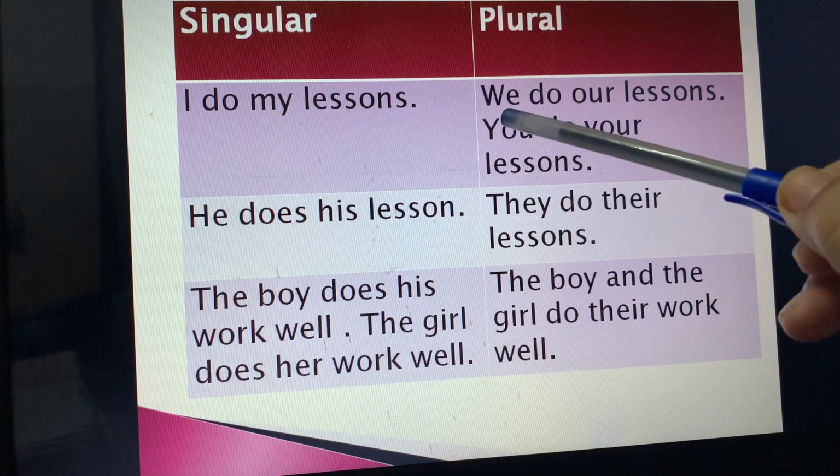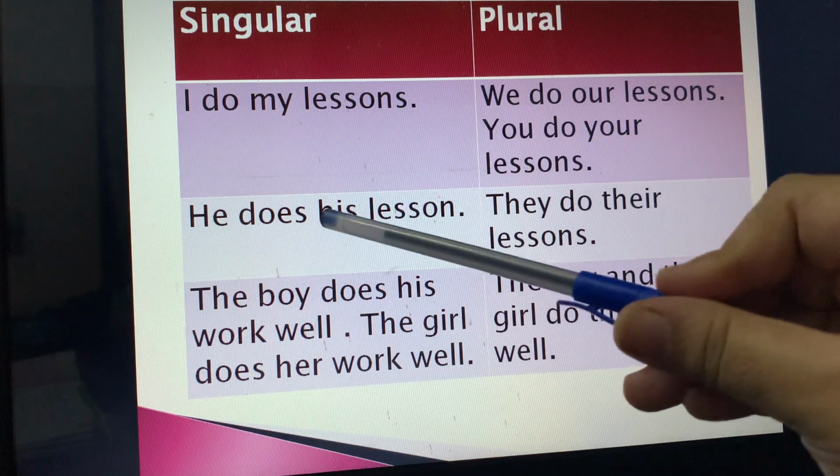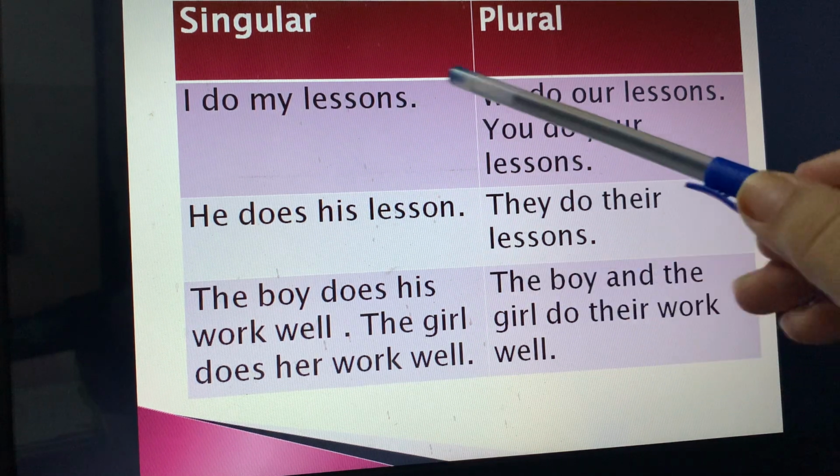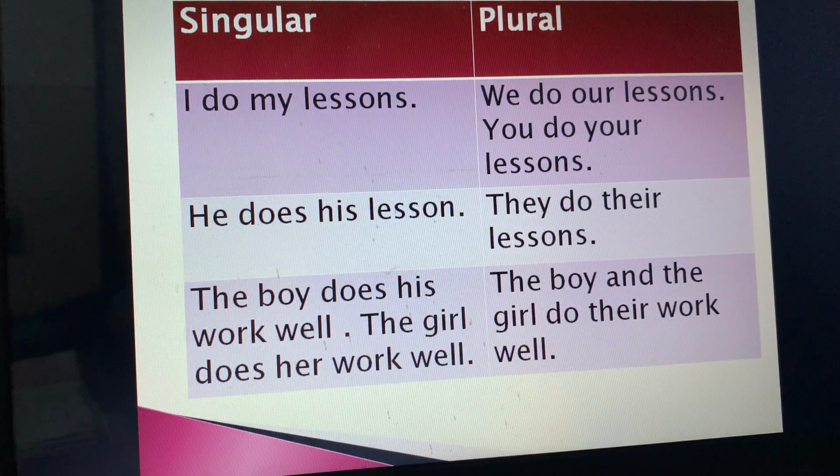Are you getting? Just think about do and does. Do is not having es, it is not plural, so it will be used with singular. Opposite. And does is having es, it will be used with singular. Now let us start. I do my lessons.